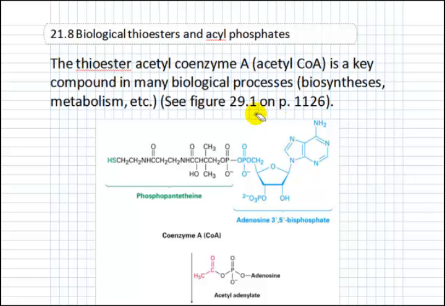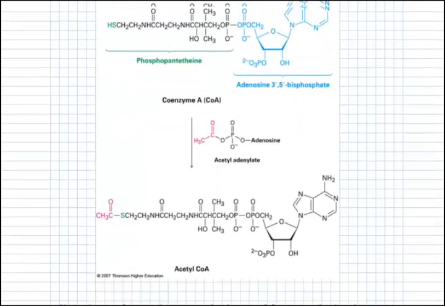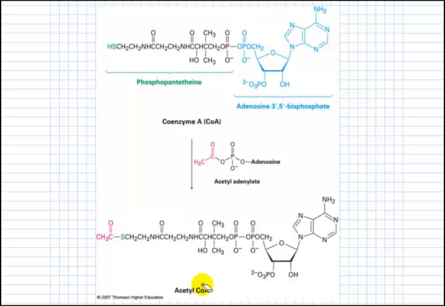Go into chapter 29 if you get a chance and just look at the one figure in there on page 1126. That figure shows the main roadmap of cellular metabolism. This compound, acetyl coenzyme A, or acetyl-CoA, is a key compound to all of that. So let's just talk about, first of all, how acetyl-CoA is made.